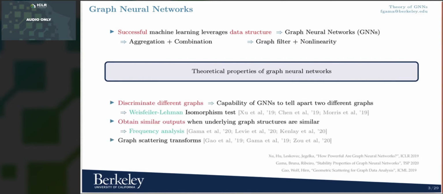We can classify the techniques to develop theoretical properties in three big groups. First is the work by Xu, Hu, Leskovec, and Jegelka, which focuses on the task of graph classification and thus wonders about the capability of a GNN to tell apart two different graphs. The workhorse of this approach is to leverage the similarity between GNNs and the Weisfeiler-Lehman isomorphism test.